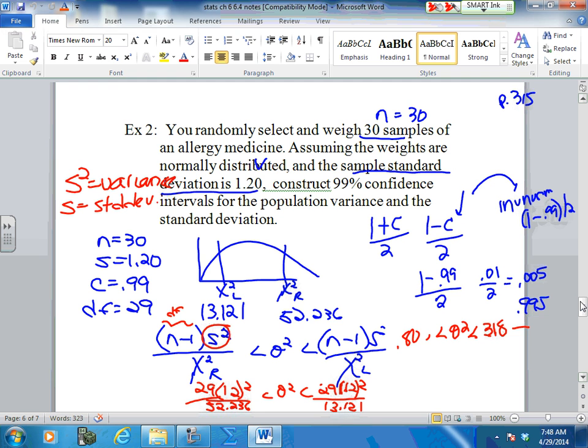This is your confidence interval for your variance. To find your confidence interval for your standard deviation, all you have to do is take the square roots of everything. So you take the square root of this, and this now gives you the standard deviation interval. You get 0.89 and 1.78. This is your confidence interval for your standard deviation.